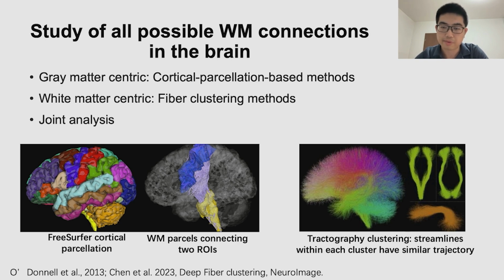Of course, there are also many other methods that leverage both cortical parcellation and streamline trajectory information to enable joint analysis for improved segmentation. And we have one paper published in NeuroImage last year within this direction. So if anyone is interested in this kind of research, please also take a look at our deep fiber clustering method.